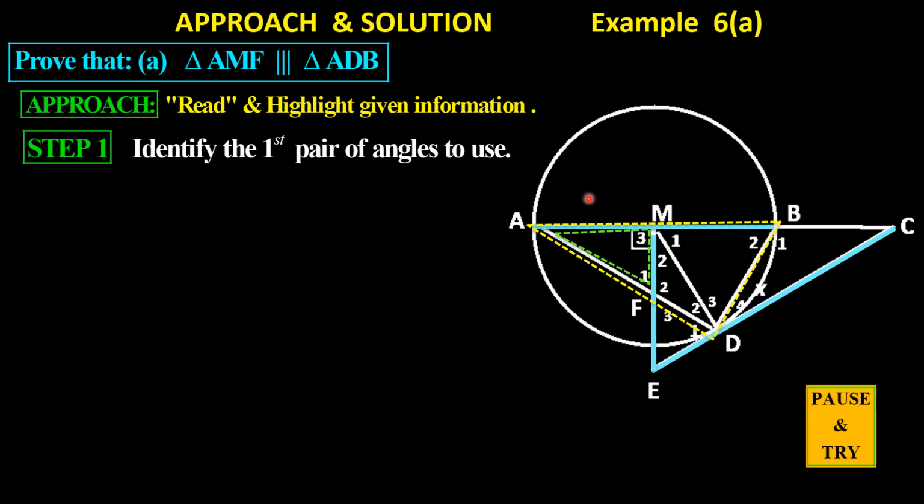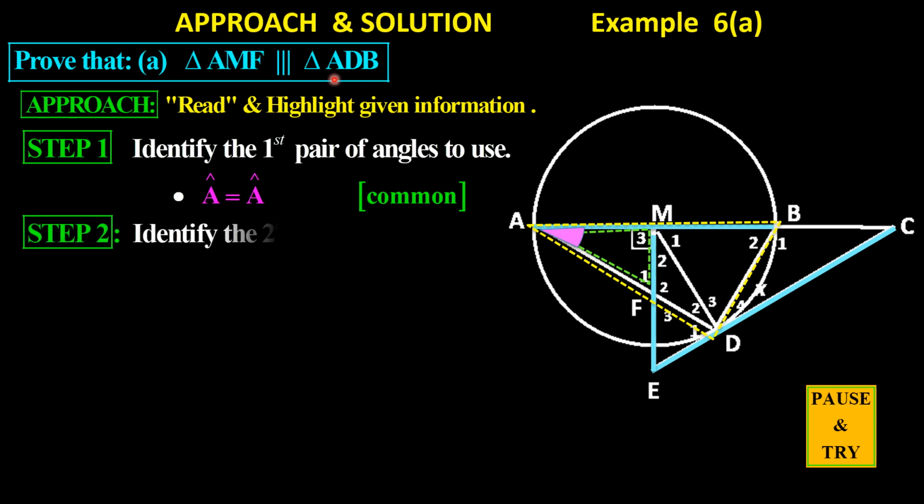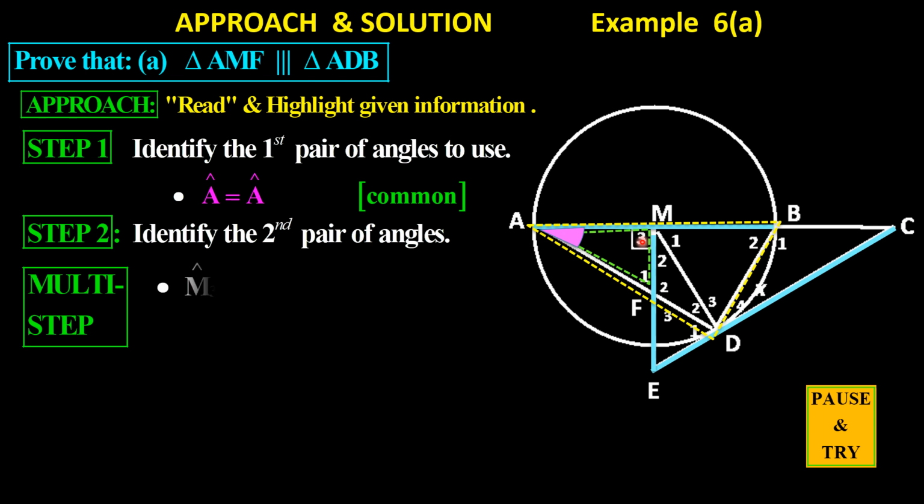So, which is the first pair? Again, maybe just look at the lettering, AMF and ADB. So that gives you an indication. Let's start with the A. If I look at angle A, easy. Angle A is equal to A, right? Then for the next angle, let's see what information we have. Look at your AMF. You can see there, M3 is 90. That's in the little green triangle. M3 is 90 because it was given to us.